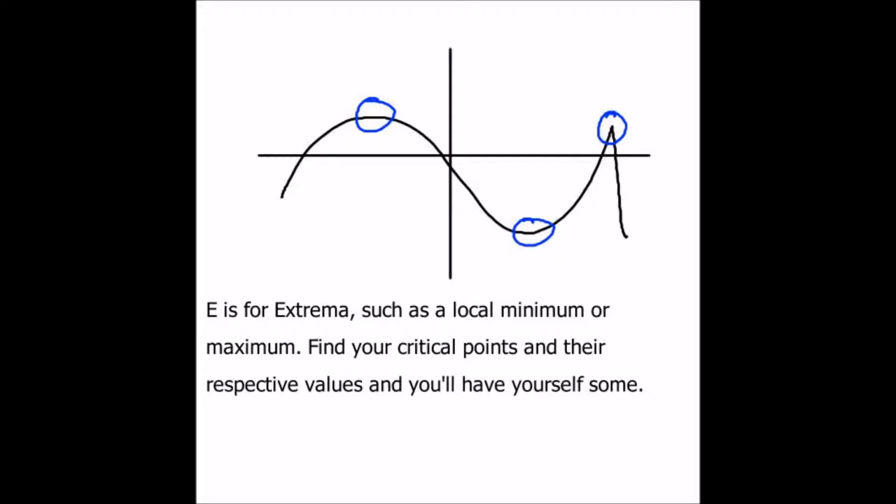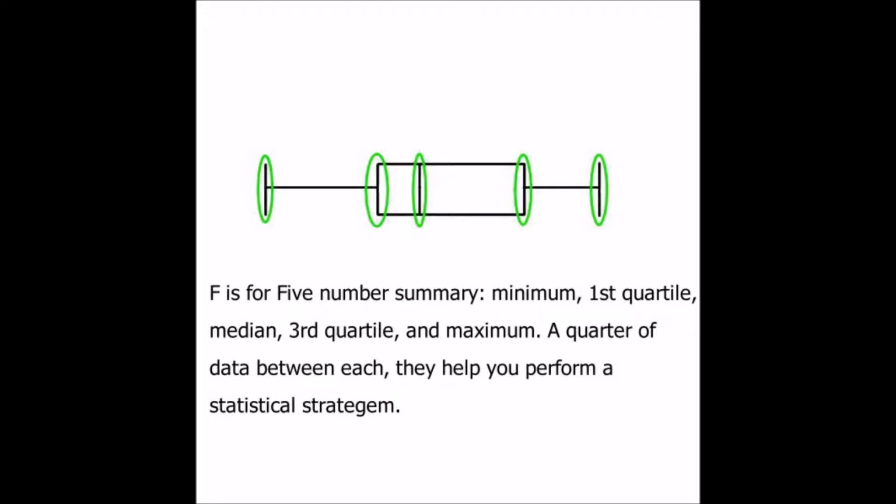E is for extrema, such as a local minimum or maximum. Find your critical points and their respective values, and you'll have yourself some. F is for 5-number summary: minimum, first quartile, median, third quartile, and maximum. A quarter of data between each, they help you perform a statistical stratagem.